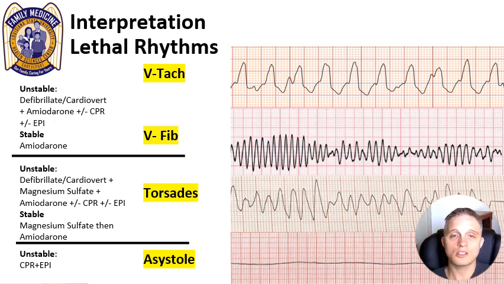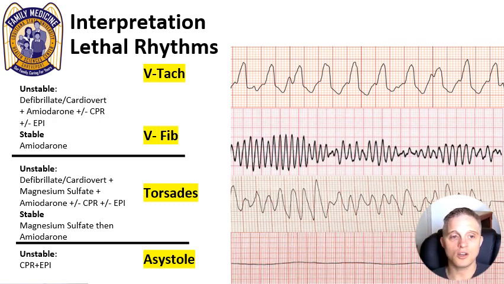Now, on the other hand, torsades, if they're awake, you're going to use magnesium sulfate. Then, if that doesn't work, you can try amiodarone. Remember, there's only a limited amount of time until this patient's going to go unstable, and so you're going to ultimately revert back to defibrillation.